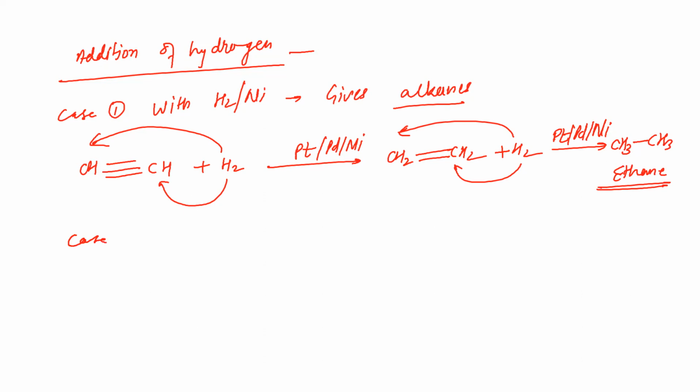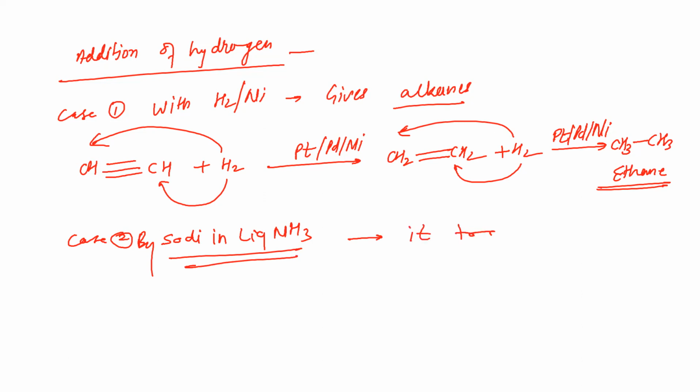Now, what is case two? In case two, we are talking about sodium in liquid ammonia. Sodium in liquid ammonia gives the trans alkene, students, not the cis alkene.